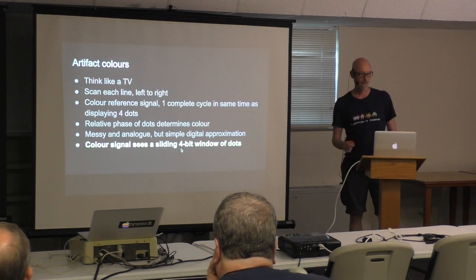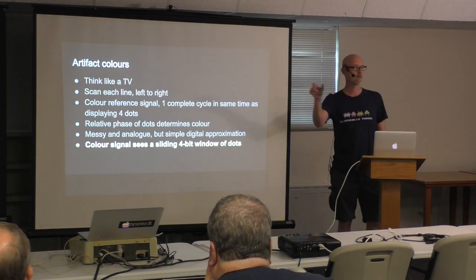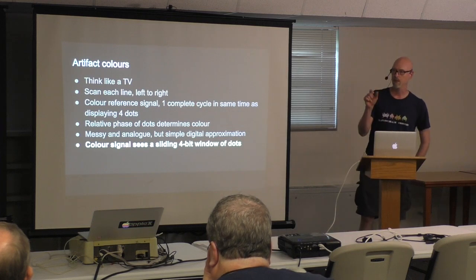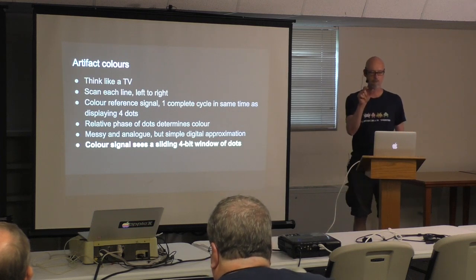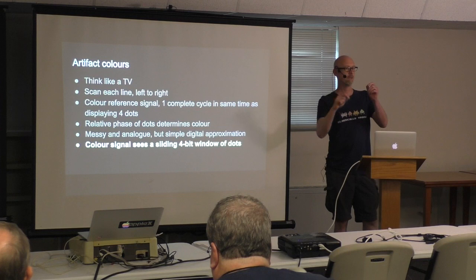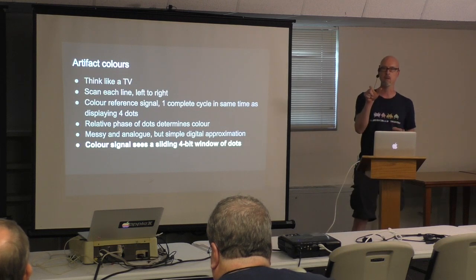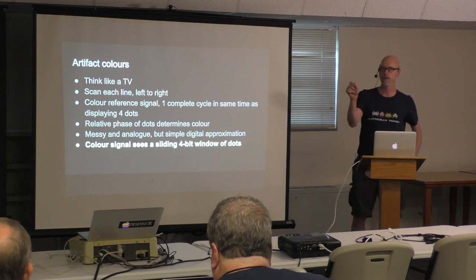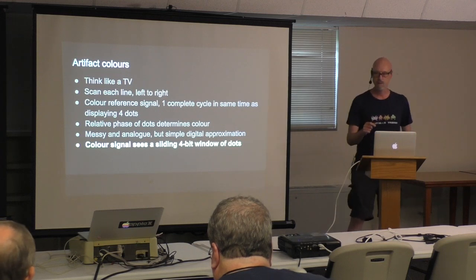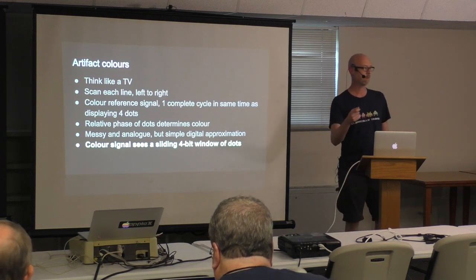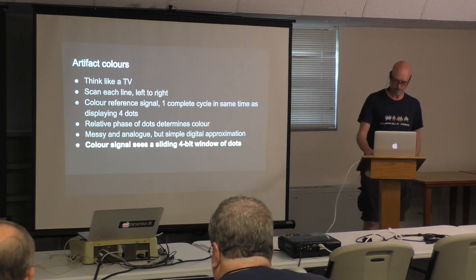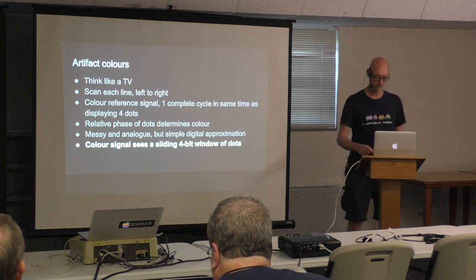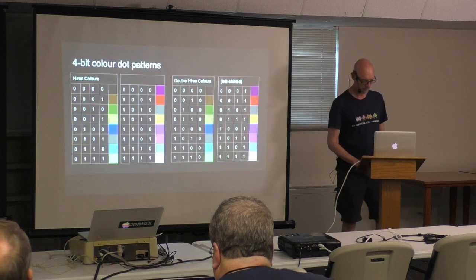Okay, colors. Let's think like a TV. We're going to scan left to right across the screen, and there's a color reference signal which completes one complete phase in the same time as we scan 4 dots across the screen. So this is an analog process, it's continuous, but there's a simple way to understand this in a more binary digital format. It's only an approximation though, which is important to keep in mind.